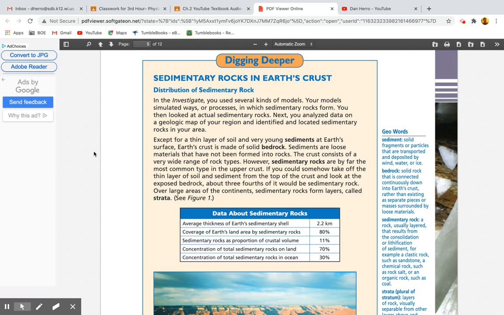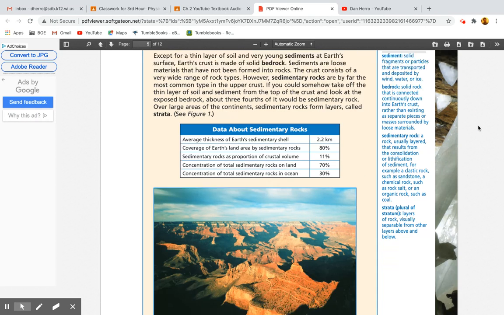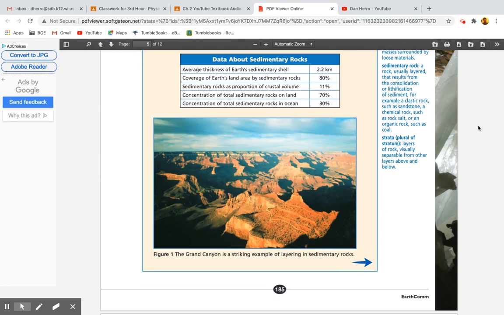Over large areas of the continents, sedimentary rocks form layers called strata. See Figure 1. So let me scroll down so we can see Figure 1. Okay, here's Figure 1. The Grand Canyon is a striking example of layering in sedimentary rocks.